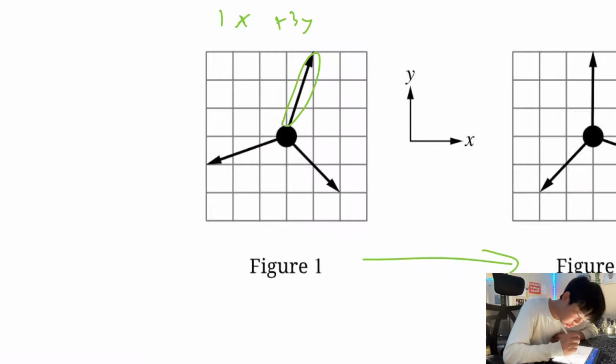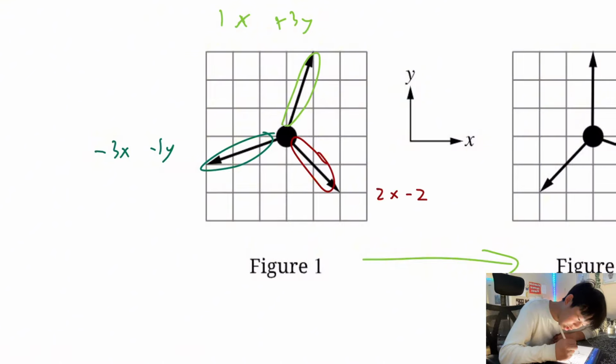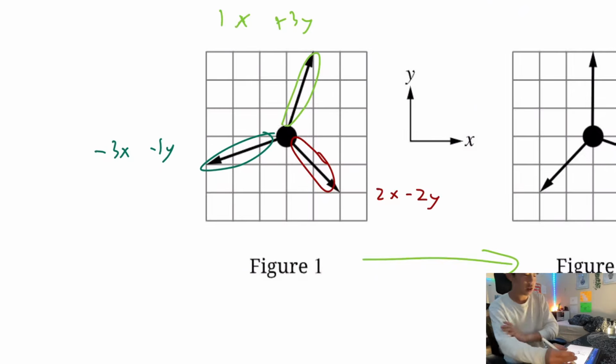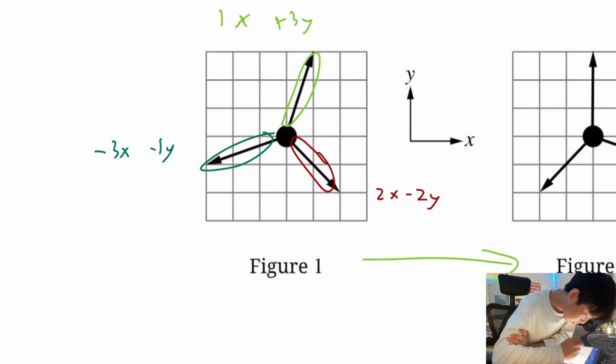I'm going to make a different color for this one. This one's going to be negative 3x minus 1y. And then for this one, it's going to be 2x minus 2y. I hope we understand how I got here, because this guy moves 2 blocks to the right, 2 blocks down.